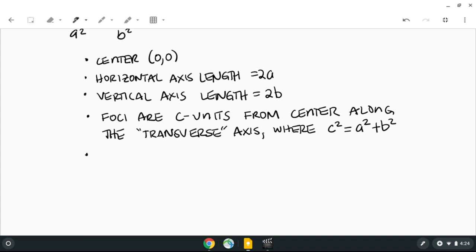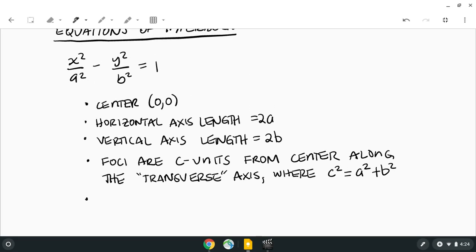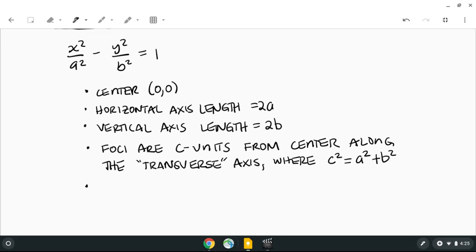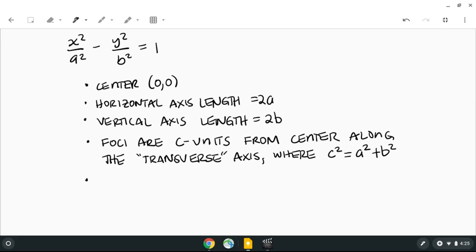And here, when it's written like this, the reason why we need to have 2 of these is because subtraction is not commutative. So when we have x squared over a squared minus y squared over b squared, that's completely different from having y squared over b squared minus x squared over a squared. So when it's written like this, then the transverse axis is horizontal.